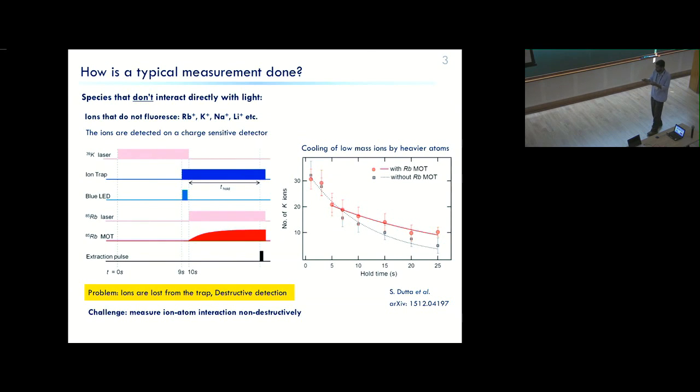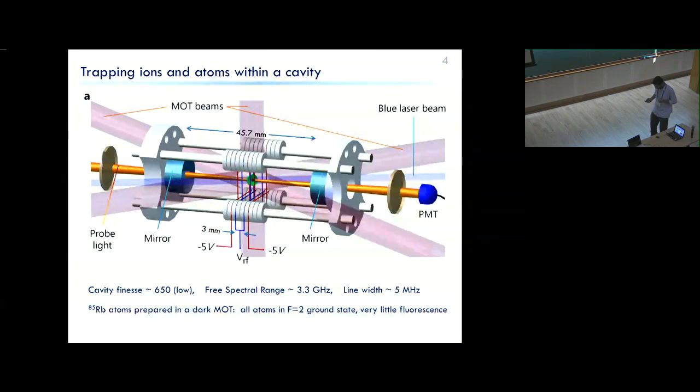At the end of the whole time, we detect the ions by throwing them onto a charge-sensitive detector, and then we count how many ions are left. And in the process, we destroy all our ions. So that's good, but this process is destructive for the ions, and it takes a while because you have to repeat this. This is a long sequence. So it would be nice if we can come up with a non-destructive way to measure these ions. Which brings me to our experimental setup.